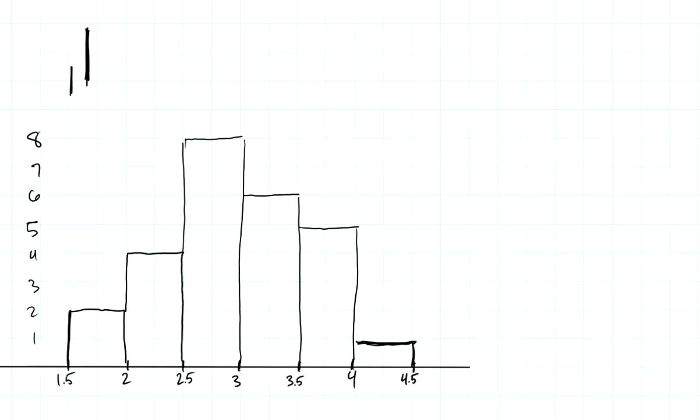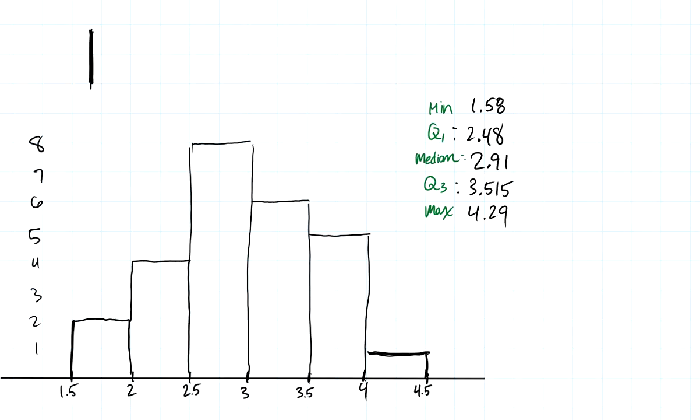1.58. So for convenience, I've brought down the 5-number summary here. Our next value should be at 2.48. So I know this line represents 2.5, right? I'm just seeing this from down here. So I'm just coming up, and 2.48 should be just slightly to the left of that. So I'll just draw this is where Q1 is.